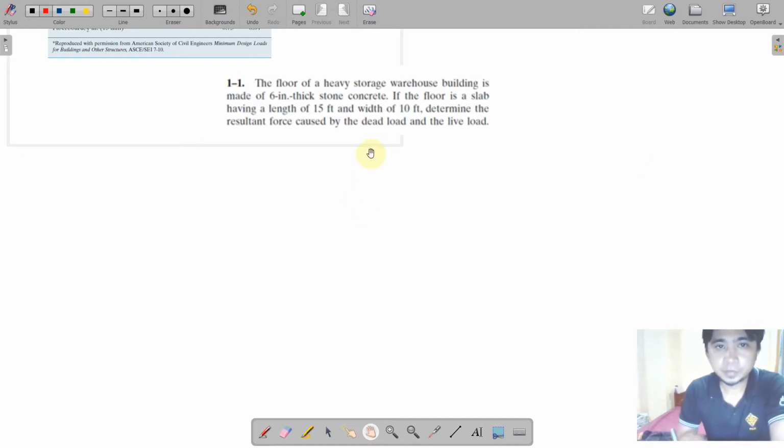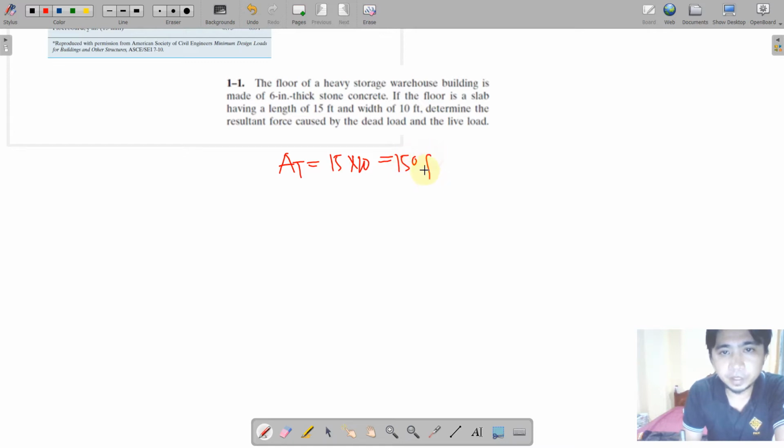Basically, the slab is designed by its tributary area, which is 15 by 10. So let us take note of that. The tributary area of the flooring is 15 feet by 10 feet, which of course is equal to 150 feet squared. Okay, so for the dead load, let's consider the dead load now.